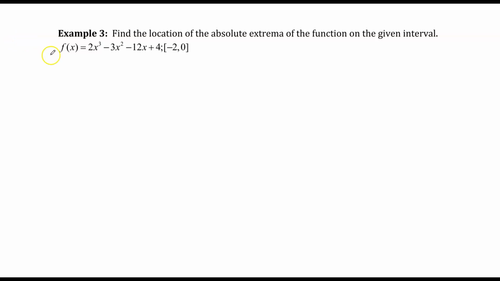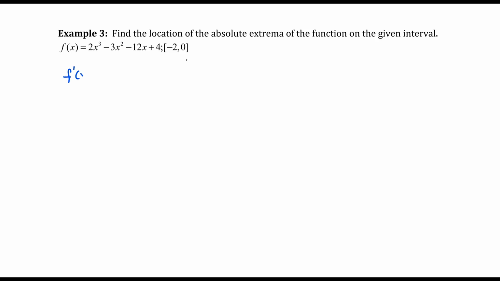Another example. Find the absolute extrema of the function on the given interval. The first step is to make sure that this function is continuous on this closed interval here. And again, since this is just a polynomial function, it is continuous everywhere. So therefore, this is continuous on this closed interval. So then next is to find the critical numbers.